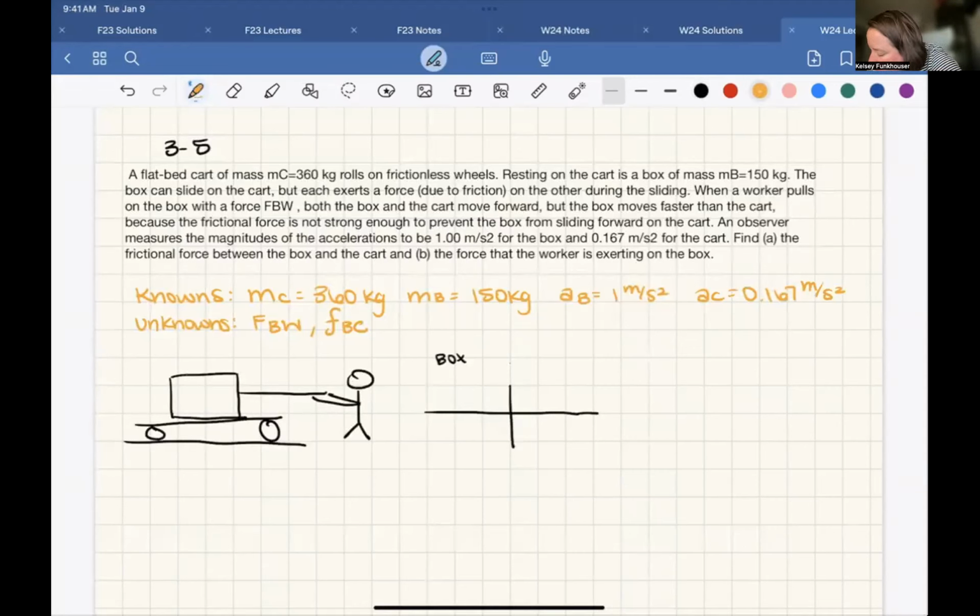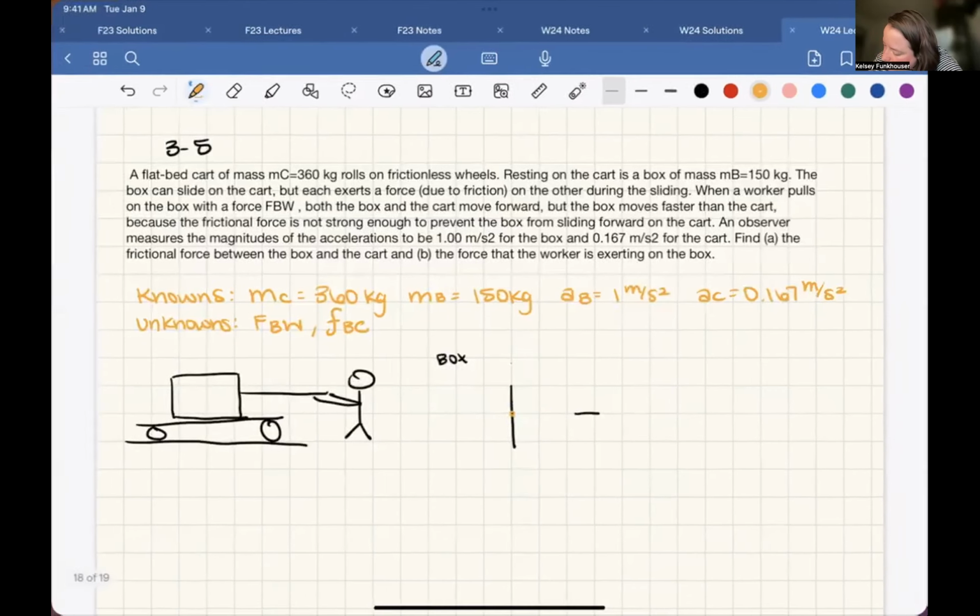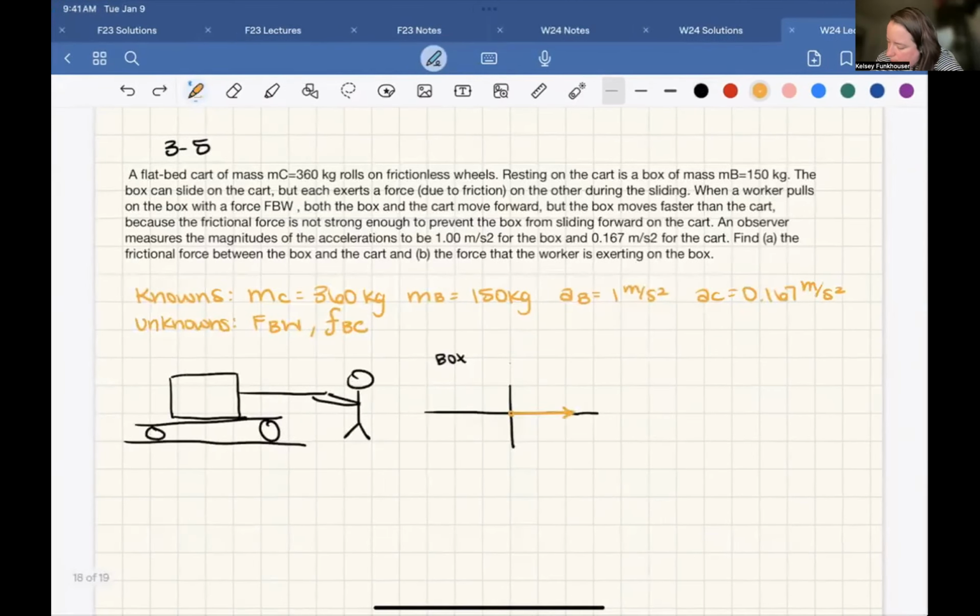So the box has the force from the worker. Force on box from worker. And then we have that friction force between the two surfaces. And that is the force on the box from the cart. So I apologize if I say crate. I keep thinking it's crate because box and crate. So sorry if that happens.